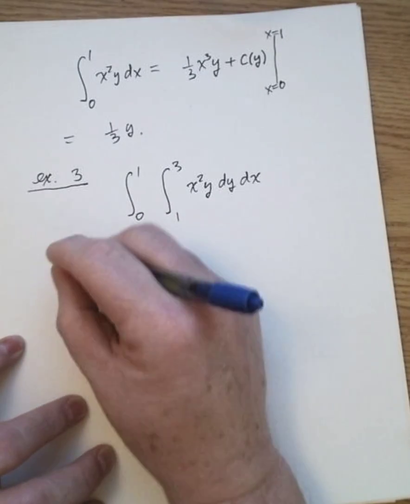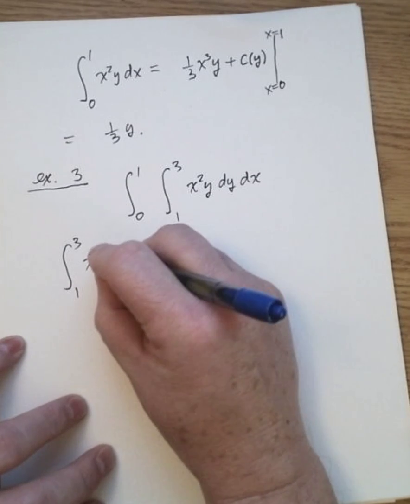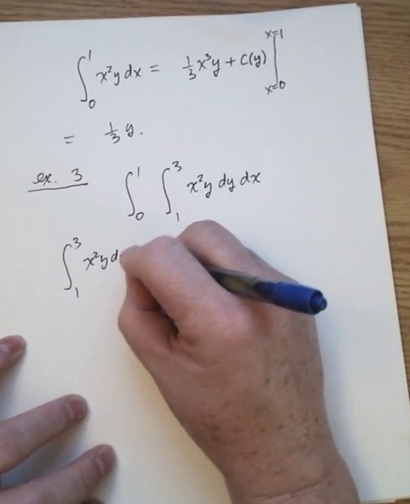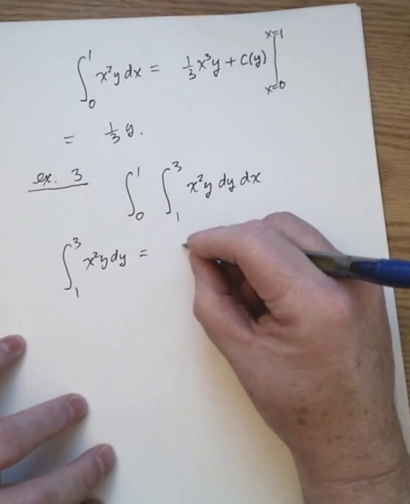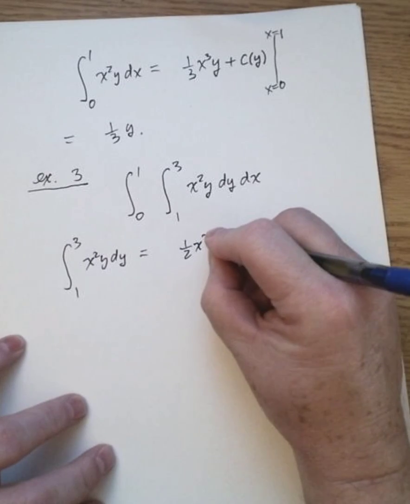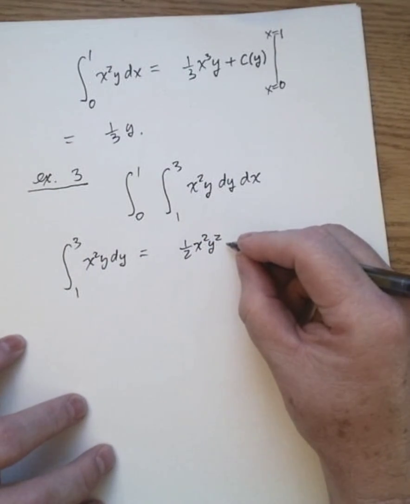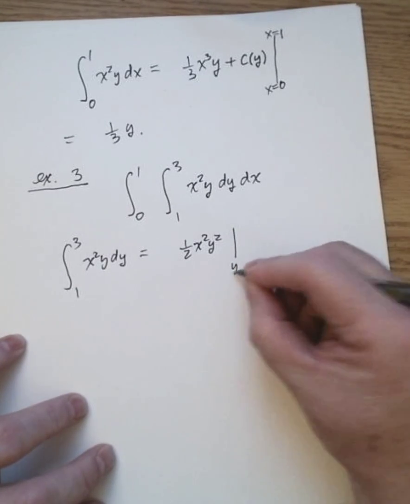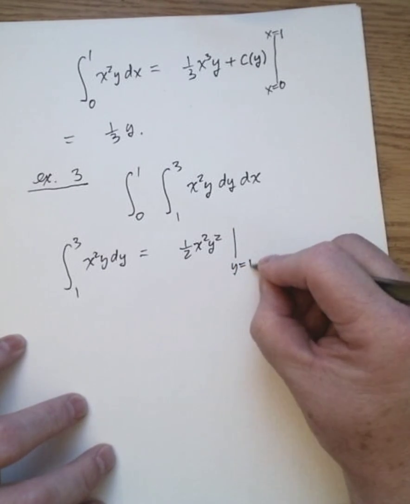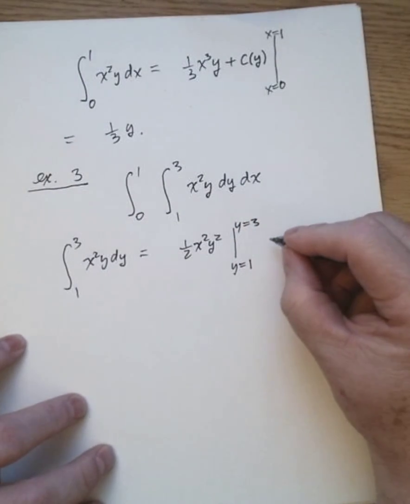I'm going to integrate from 1 to 3, x squared y dy. Nice easy one. Let's integrate here. I would have 1/2 x squared y squared. You can ignore the fact that there would be a constant function of x that would drop out here, because y is the only thing changing. It's going from 1 to 3. So let's actually do this calculation. What do we get here?